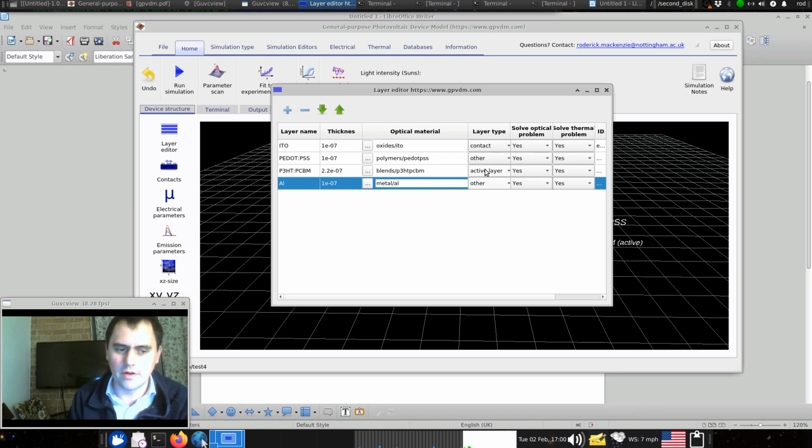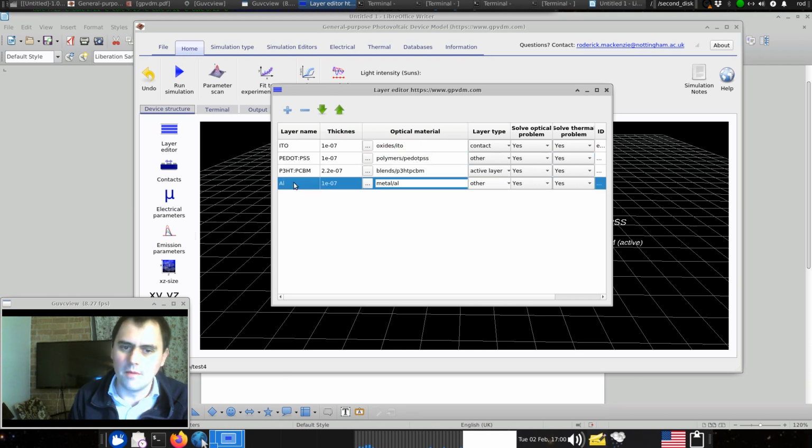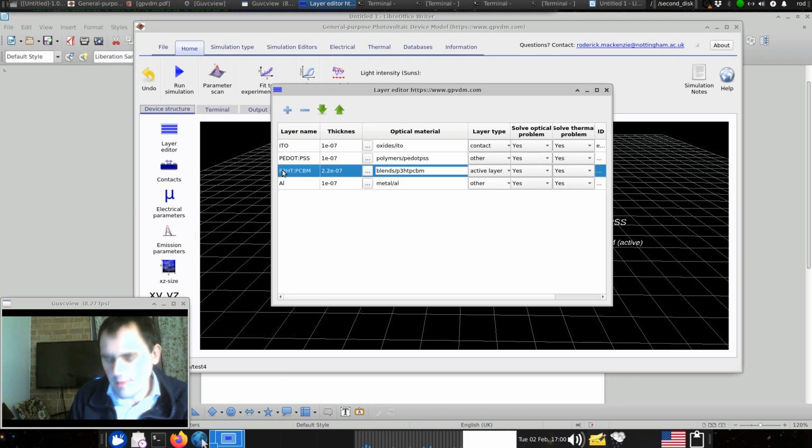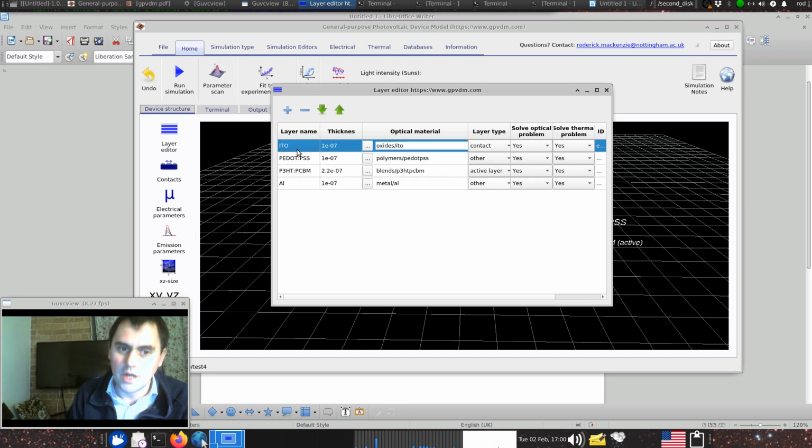So we solve the electron equation, the hole equation, and recombination, traps and all those types of things. In the other layers, we don't solve the electrical equations at all. The reason we only solve the drift diffusion equation in this layer is because we make the assumption that the aluminium is very well conducting, and we also assume the PEDOT is very well conducting, as is the ITO. So we don't bother solving the drift diffusion equations in any layer but the actual active layer of the cell.